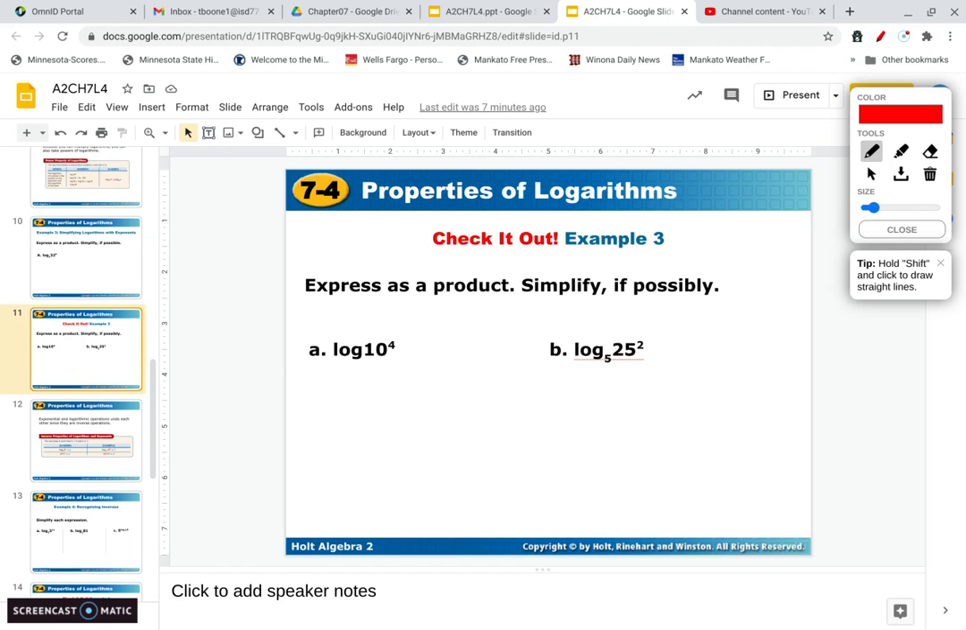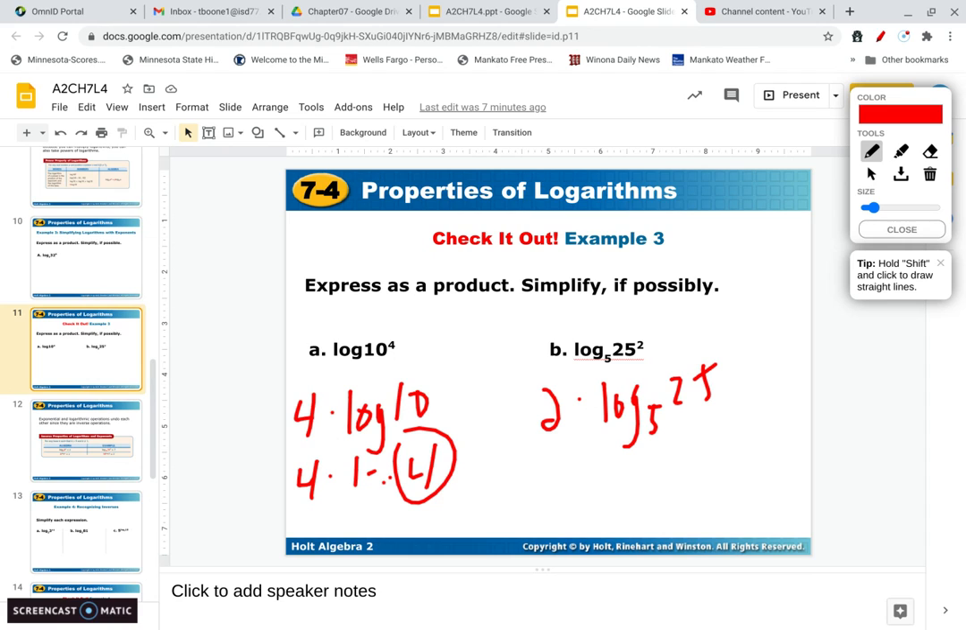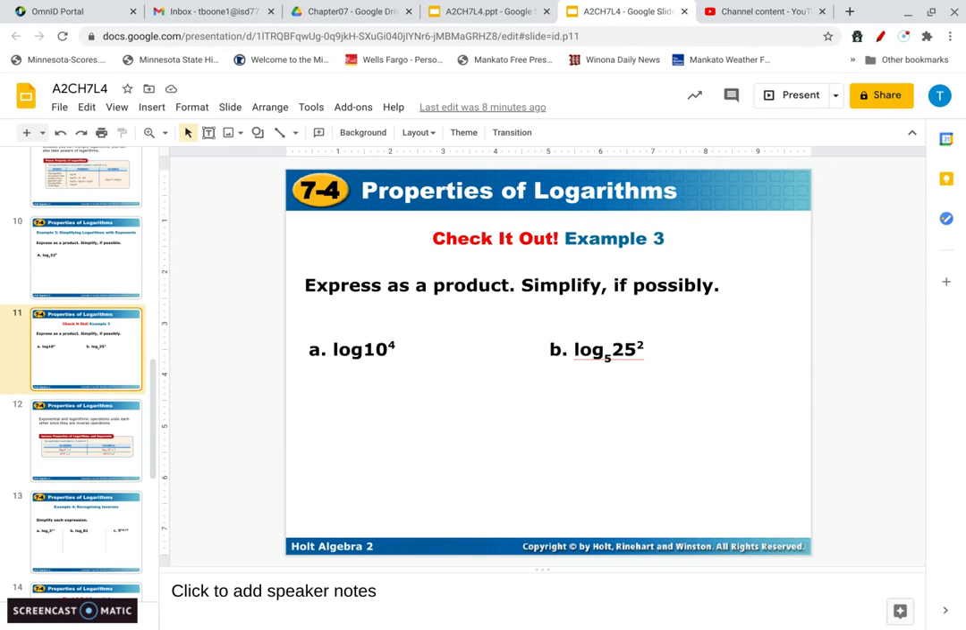All right, so log, remember, whenever it's log without a base, we assume it's 10. We're going to put a 4 out in front. So 4 times the log of 10. So 10 to what power equals 10? Well, that's 1, so our answer here is just simply 4. All right, here, let's put the 2 out in front. 2 times the log base 5 of 25. Well, 5 to the 2nd power equals 25, so that's just 2. 2 times 2 is 4. Crazy kooky, but it's true.